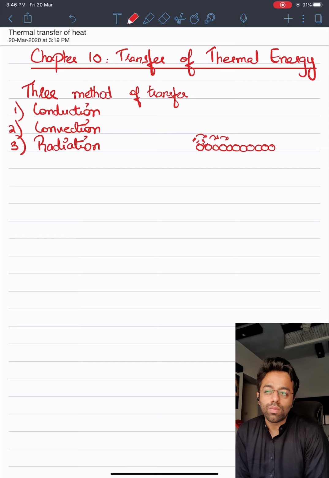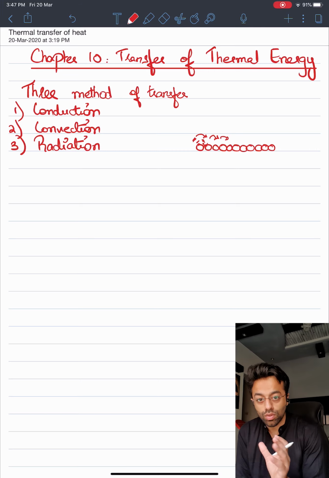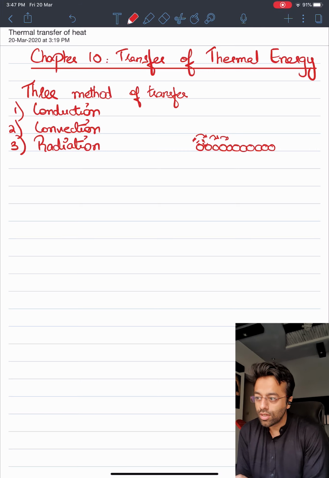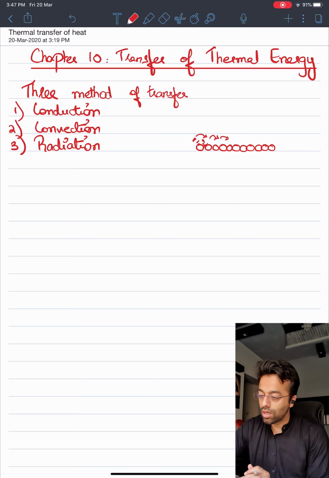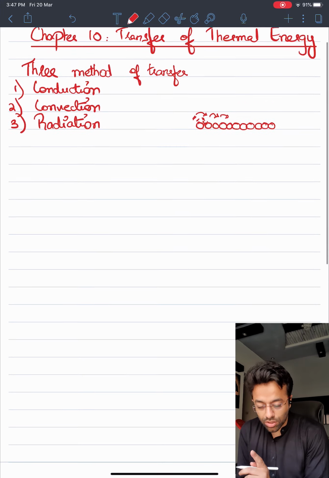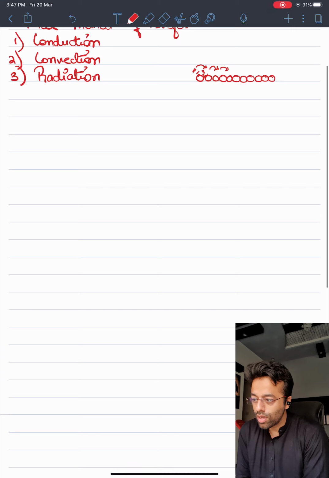Convection we see in the form of convectional currents. What are those? We'll study in detail later on. What are convectional currents, we'll study, and what is radiation, we'll study that as well.